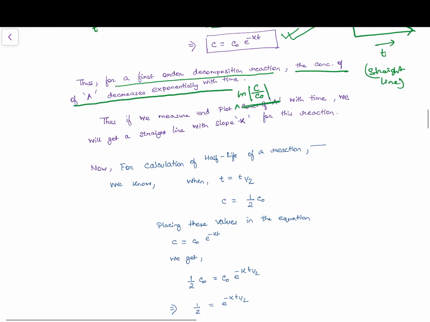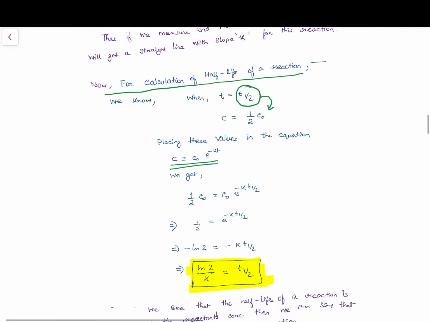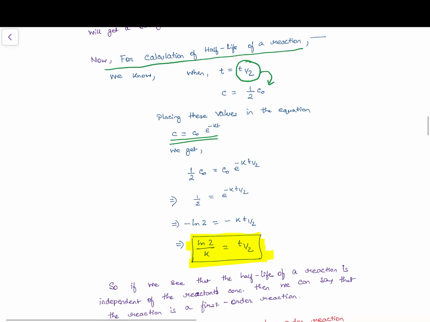So now for calculation of half-life of a reaction, we know that at t equal to t half, we get C equal to half C0, meaning at half-life the concentration is just half of the initial concentration. Now placing these values in the equation that we had previously, that is C equal to C0 e to the power minus kt, we will get half C0 equal to C0 e to the power minus k t half.